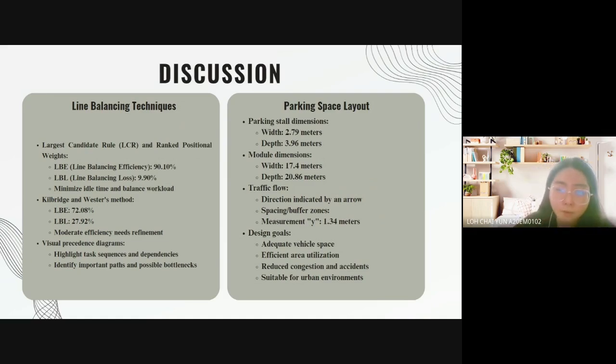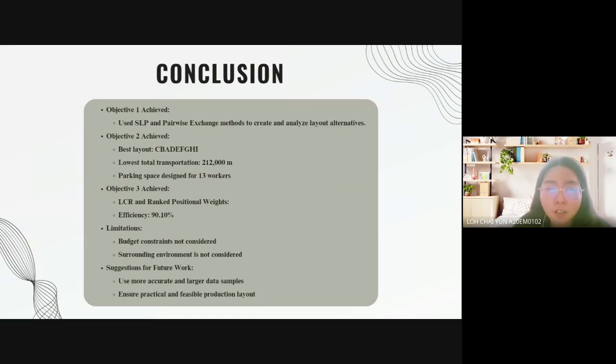The design goals are adequate vehicle space, efficient area utilization, reduced congestion and accidents, and suitability for an urban environment. Next, for the conclusion, the three objectives are achieved, using the SLP and pairwise method to create and analyze the layout alternatives.